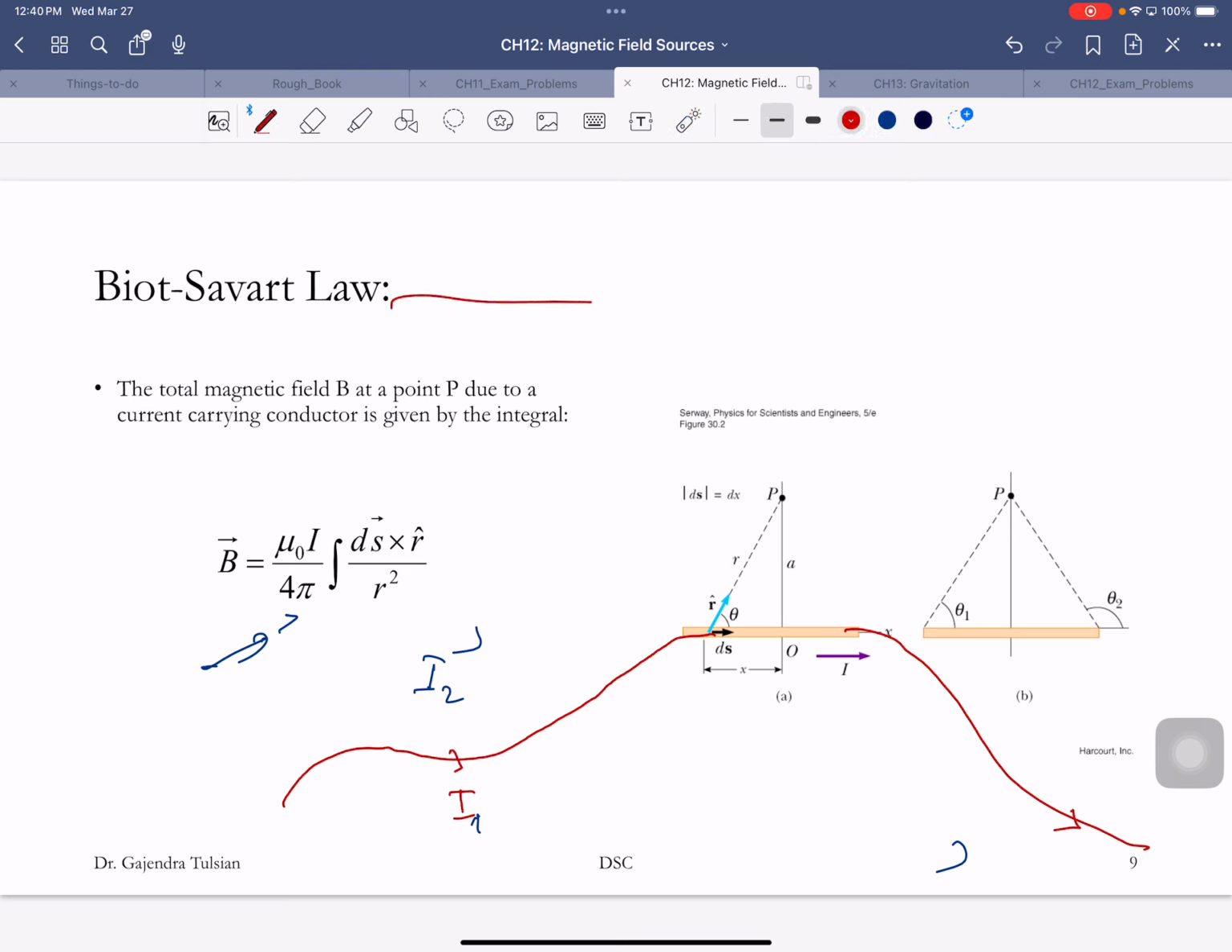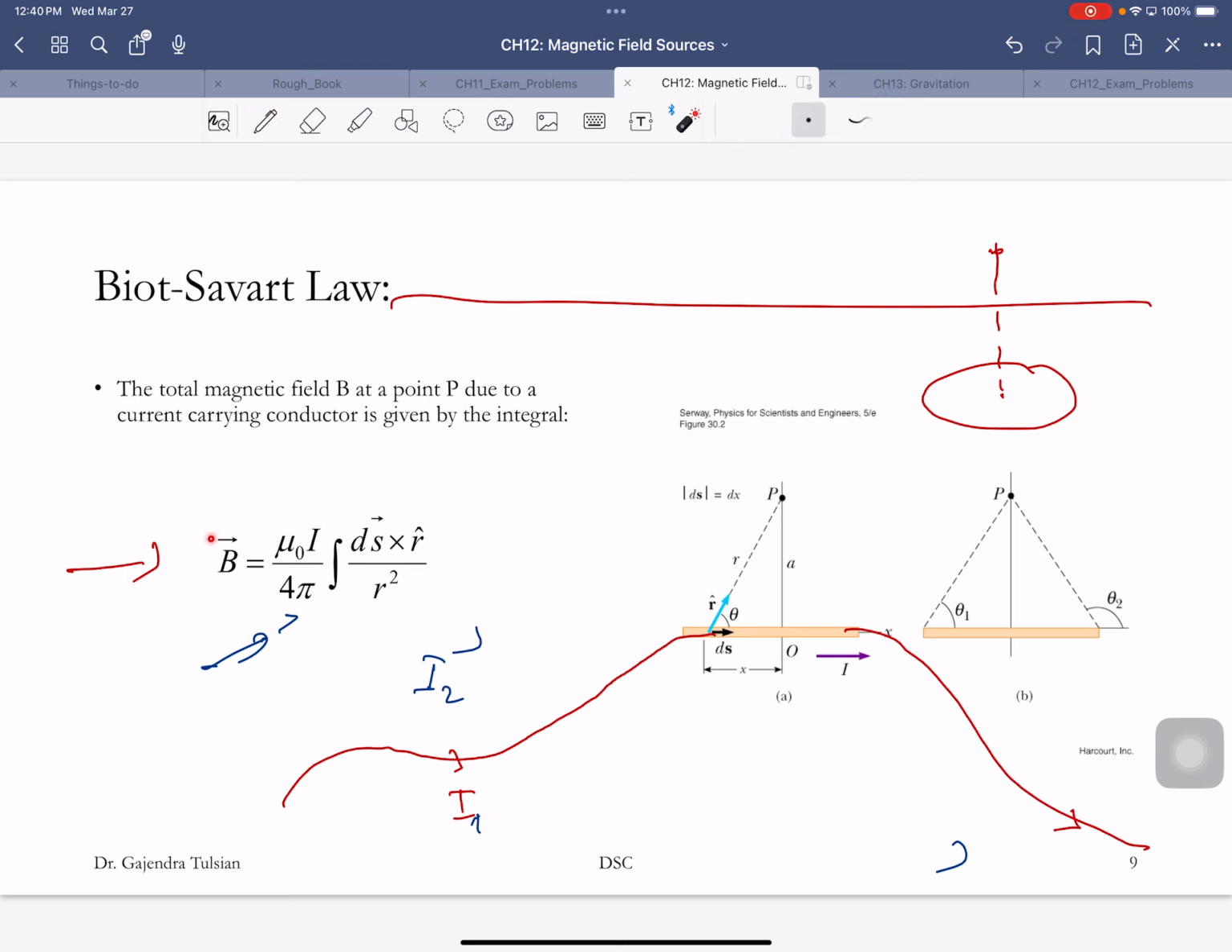So for an infinitely long straight wire, you could do the integral. For a circular wire, you could do the integral for points along the axis and so on. So you can do this integral in very special cases. But in principle, you have the expression for it. So what does this give you? It tells you how to calculate the magnetic field at various points due to a current carrying conductor.